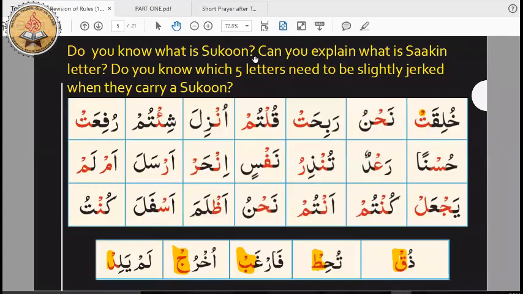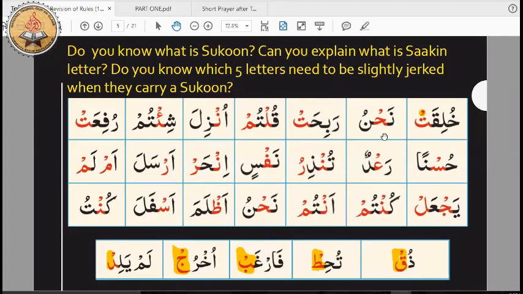So the next part of the question is, can you explain what is a sakin letter? In simple words, a sakin letter is the letter that has the sukoon. So in this example, the sakin letter would be the ta, because it is the ta that has the sukoon on top of it. So ta is a sakin letter. In this example, the ha would be a sakin letter because it has a sukoon on top of it. So that is what is meant by a sakin letter.